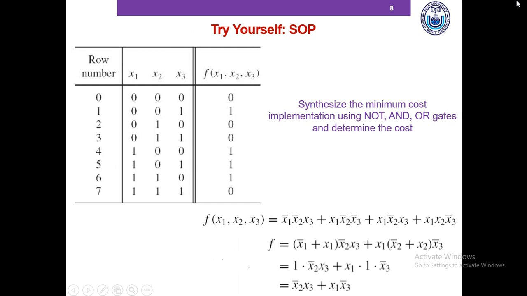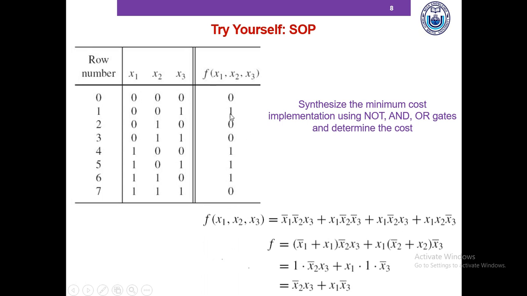So hopefully you've been able to synthesize the circuit. We end up with this expression ultimately: x2 not x3 plus x1 x3 not. Even if we try to apply Boolean algebra, we cannot further reduce the size of the circuit, so we stop here. And these are the minterms.